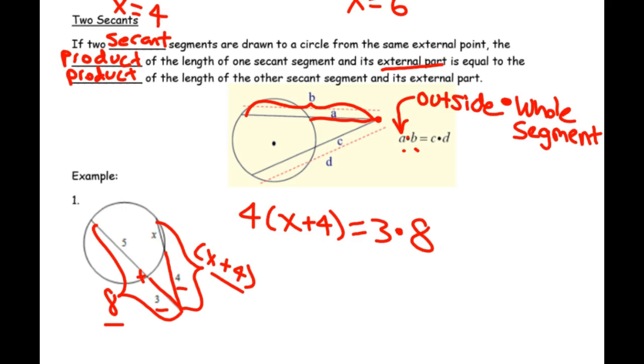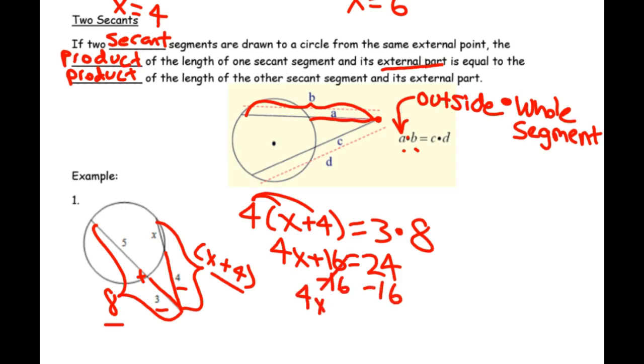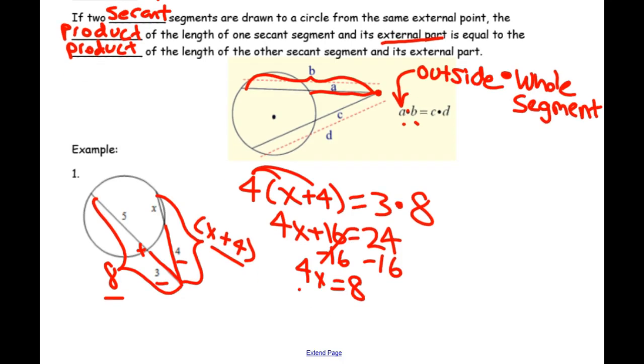Y'all know PEMDAS, parentheses, let's distribute first. 4 times x is what? 4 times 4 is what? Okay, and then 3 times 8 is 24. So you could solve that two-step problem. What do I do with that 16? Minus 16. 4x equals 8. And then to get rid of that 4, what do we do? Divide. 8 divided by 4 is 2.